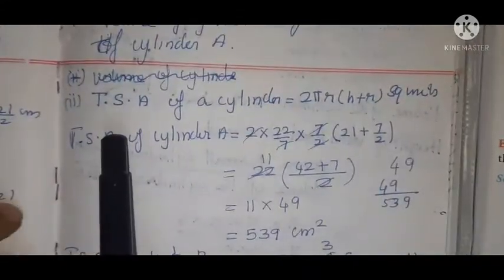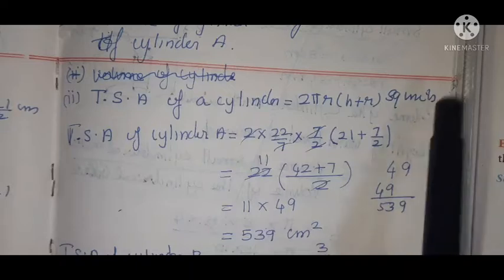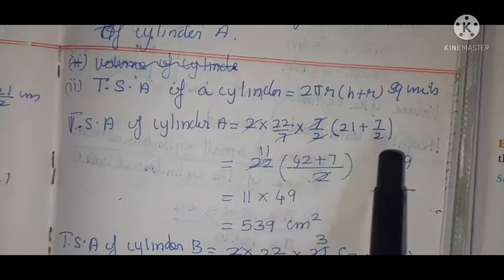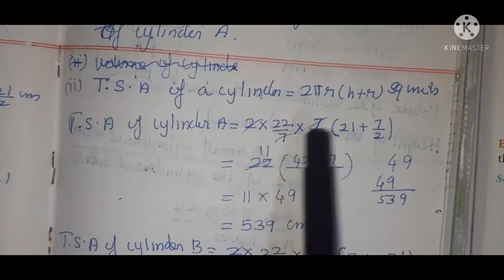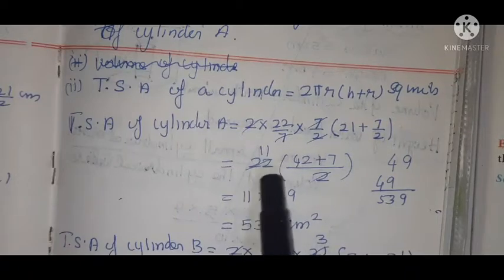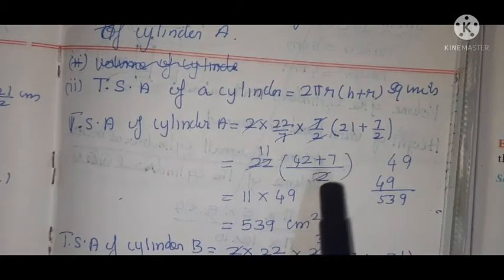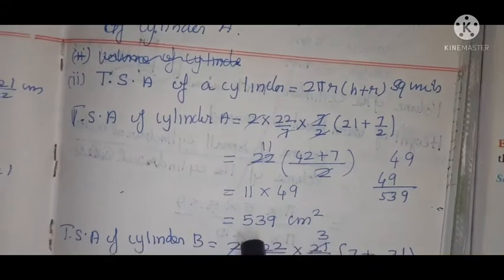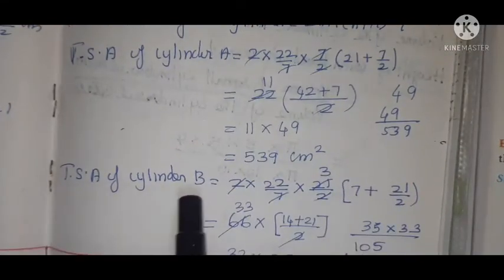To find total surface area. TS of a cylinder is formula 2 pi r into h plus r, square units. TS of cylinder A is 2 into pi 22/7 into r 7/2 into h 21 plus r 7/2. 7 cancel, 2 cancel. We get 22 into, LCM is 2, 2 into 21 is 42. 42 plus 7 by 2. 22 divided by 2, we get 11. 11 into 42 plus 7 is 49. We get 539 centimeter square.